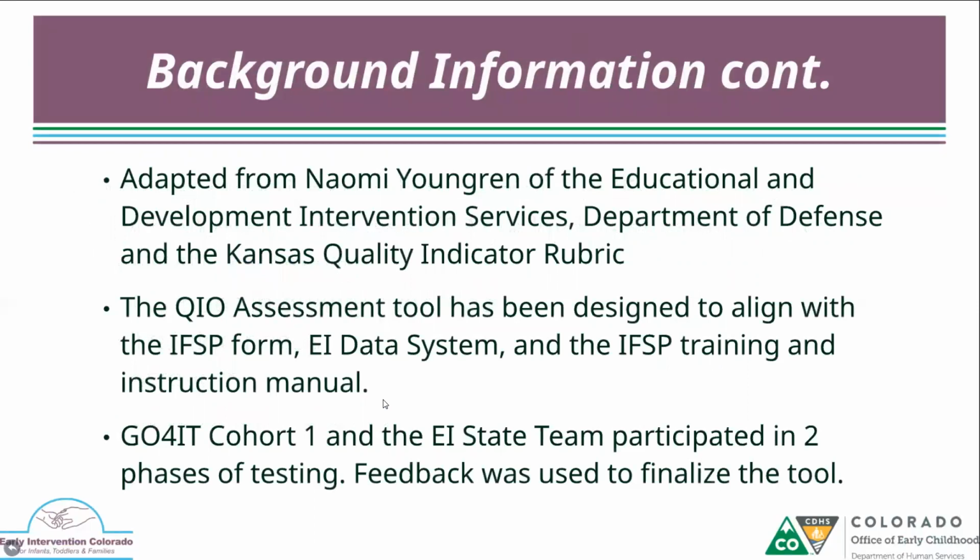So the QIO tool was adapted from Naomi Youngren of the Department of Defense. And then we also use the quality indicator rubric that's being used by the Part C program in Kansas. And we adapted those 2 things to align with our IFSP form, the data system, and our IFSP training. And then the cohort 1 of Go For It and the EI State team participated in 2 phases of testing, and extensive feedback was provided and used in finalizing our tool. We can also make adjustments to it at any time. So if you have any feedback or recommendations as you start to use it, feel free to let us know.